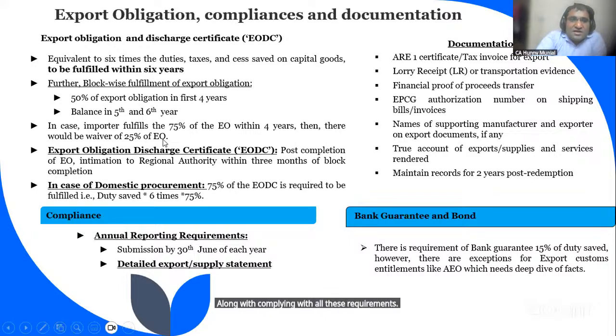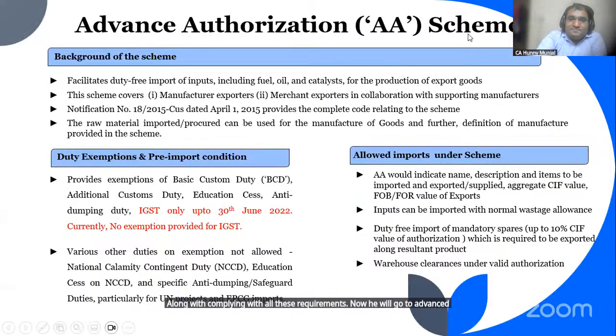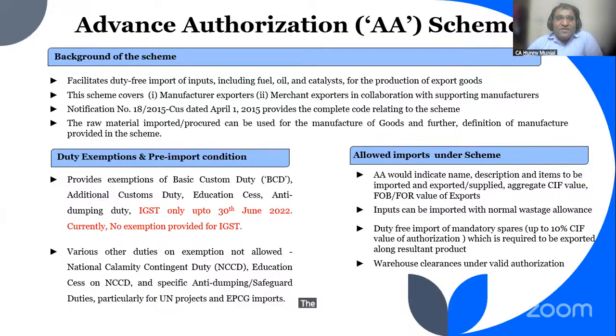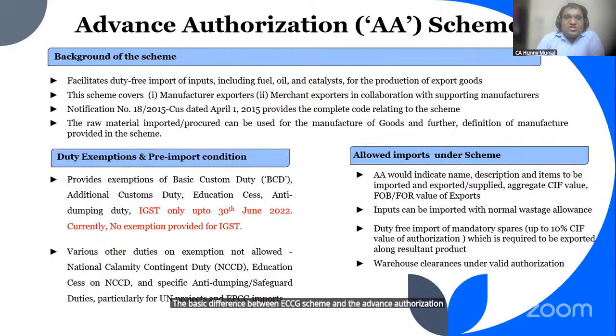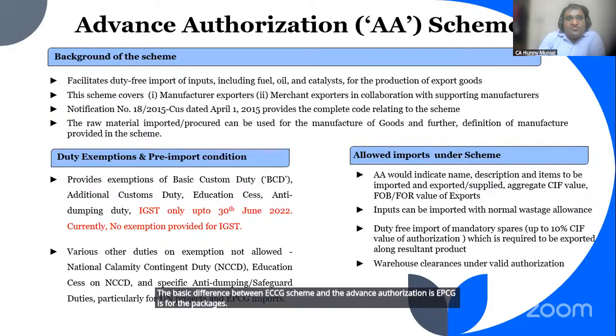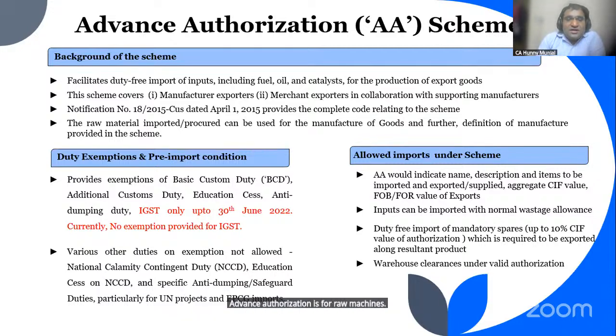Now we will go to the advanced authorization scheme. The basic difference between the EPCG scheme and the advanced authorization is that EPCG is for capital goods, while advanced authorization is for raw material and consumables. If you are an exporter, you can use both the schemes. It is not that you can use either EPCG or advanced authorization. You can use both: advanced authorization for raw material, and the EPCG scheme for capital goods.